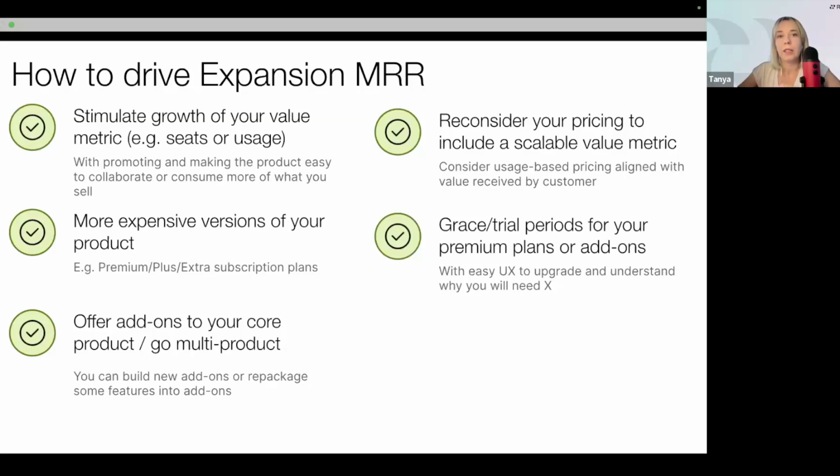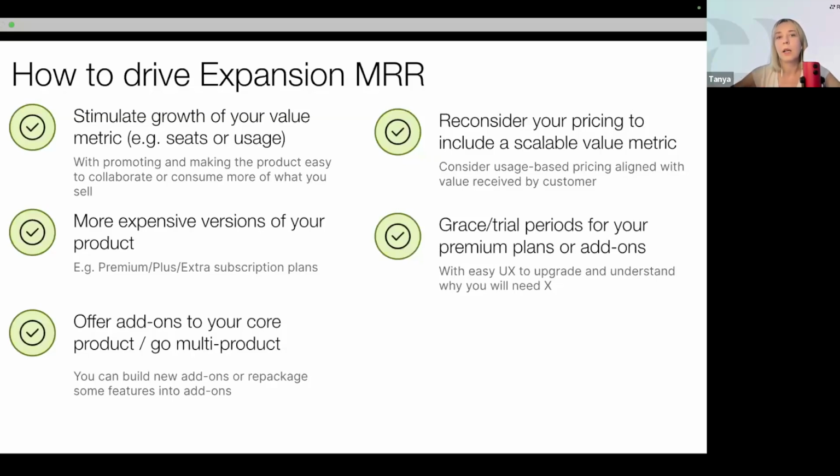There are also simpler ways. Most of the companies have this. So for example, in your pricing, you would have several pricing plans. You would have the premium plus extra subscription plans, the plans that would be more expensive, and they would contain some premium functionality of your product. And if you're able to sell those efficiently, this is also a nice driver for expansion. You can also offer add-ons to your core product. You can build the add-ons, or you can take some features out of your existing pricing plans and put them into the add-ons so that you don't need to build anything. So a lot of these ideas are around pricing and packaging.